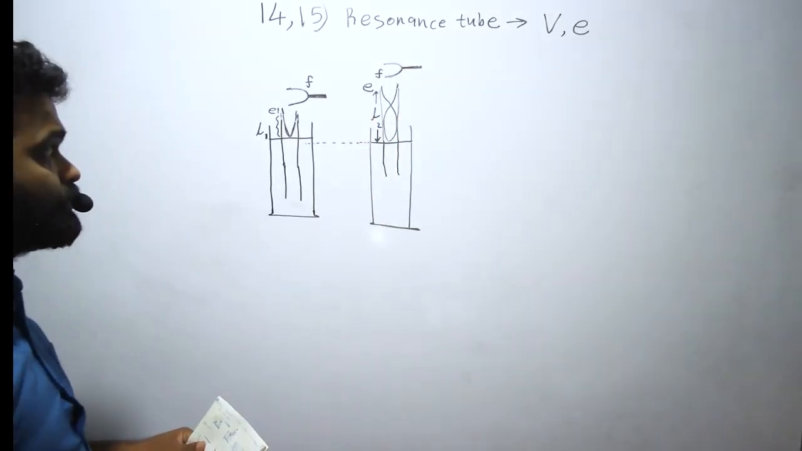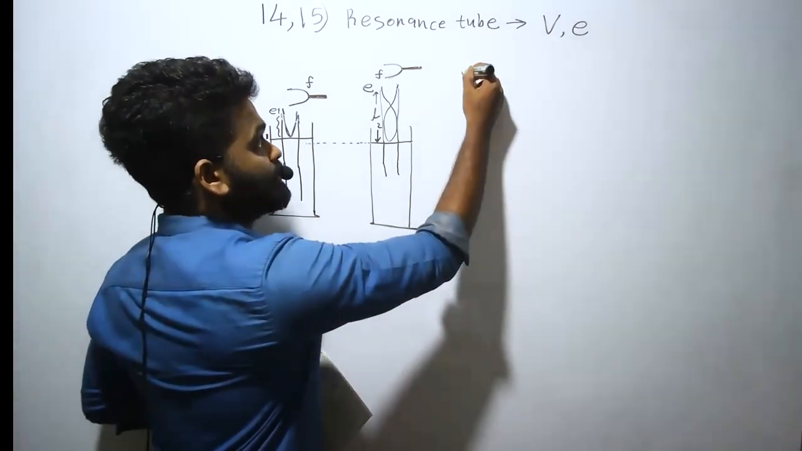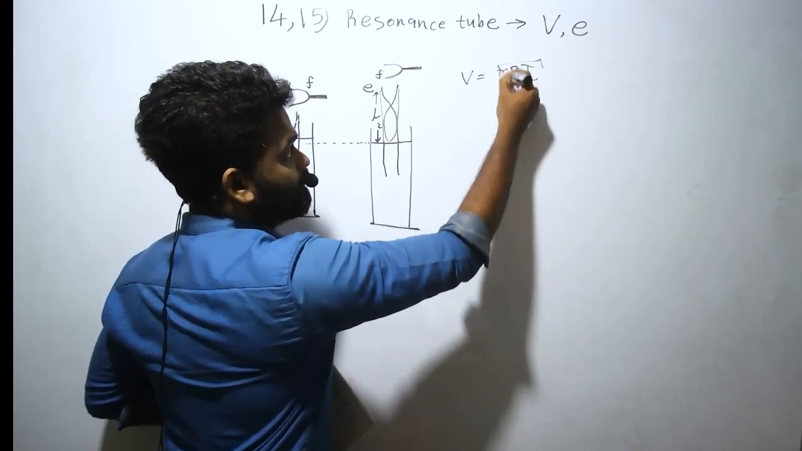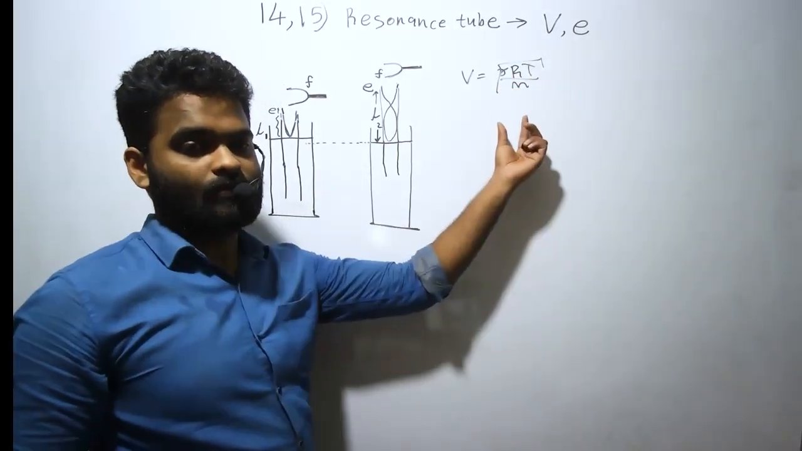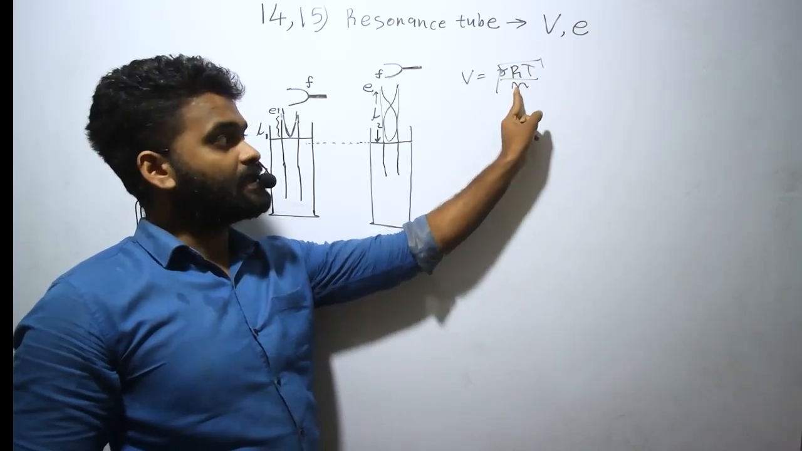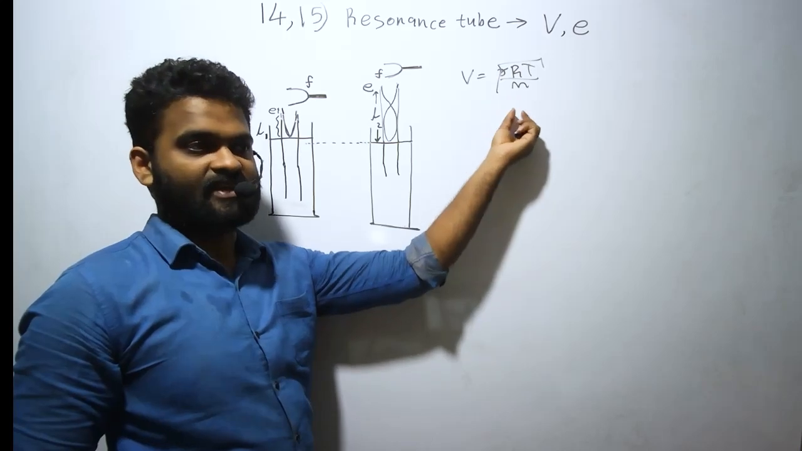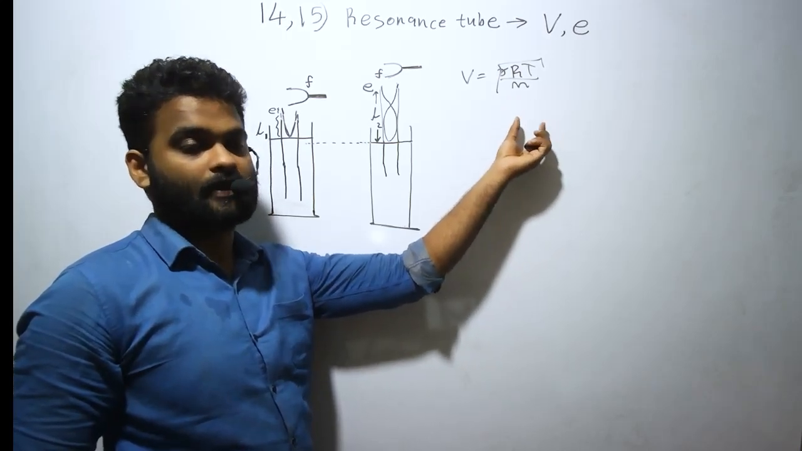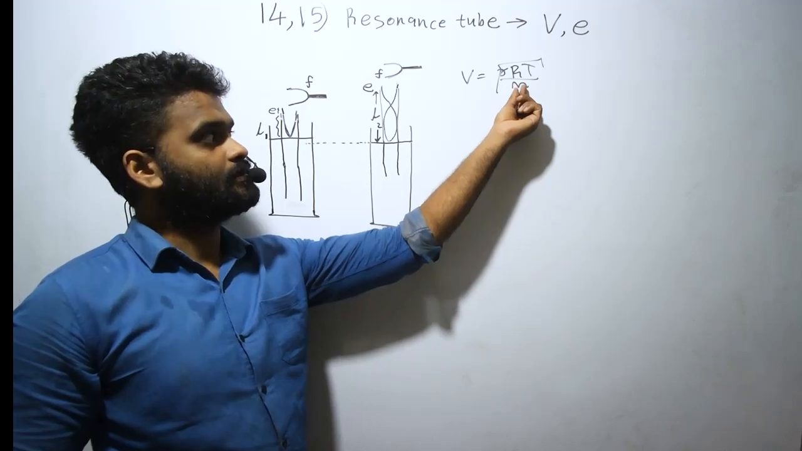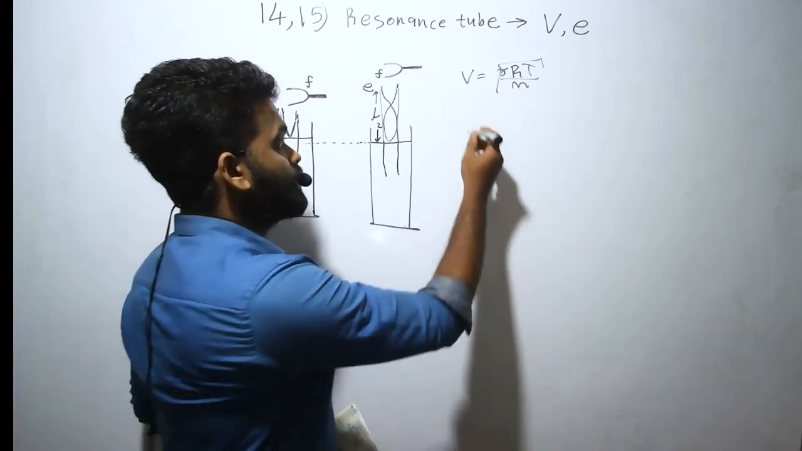So in this experiment, you know the velocity of sound equation, the square root of gamma RT divided by capital M. According to this equation, the velocity of sound depends on temperature and the composition of air. This M is the average molecular mass of air, meaning the composition of air.